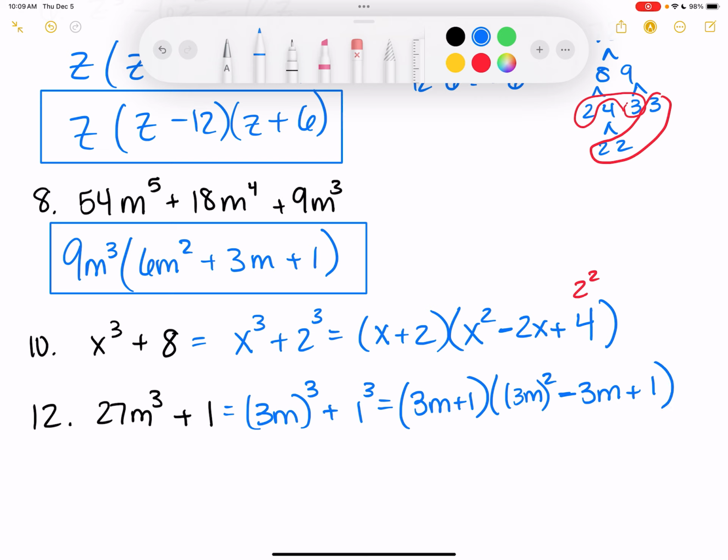Now, I did this 3m squared piece just for a visual for you. You could go straight to 9m squared. I'm just showing it in 2 steps so that we see exactly what's happening. So my factored form would be 3m plus 1 times 9m squared minus 3m plus 1. So that would be it truly factored out then.